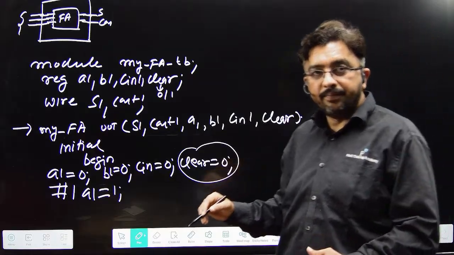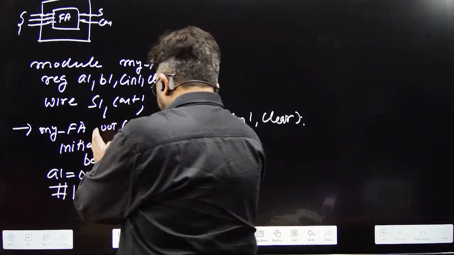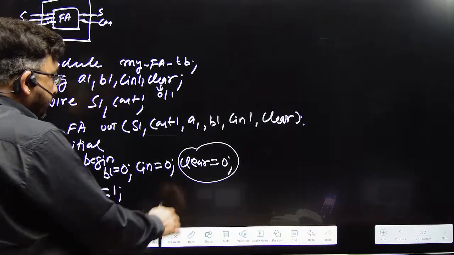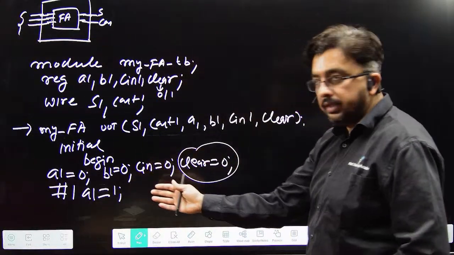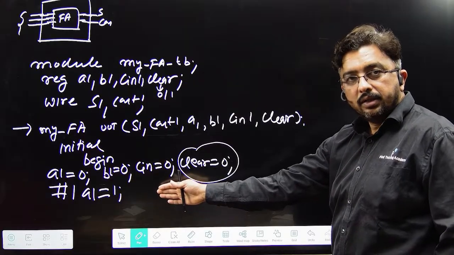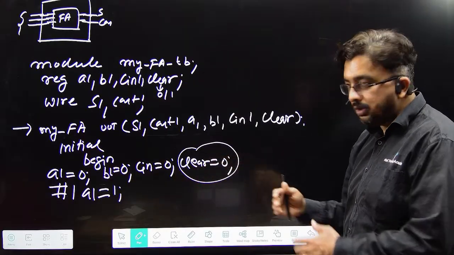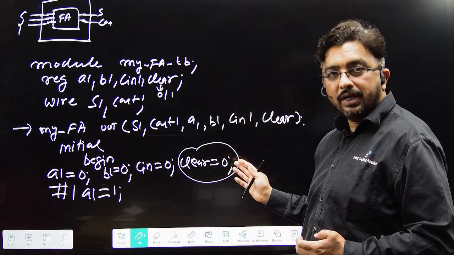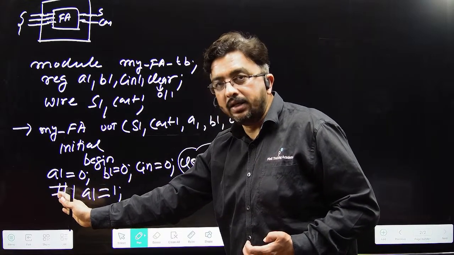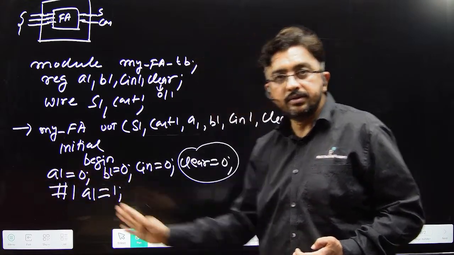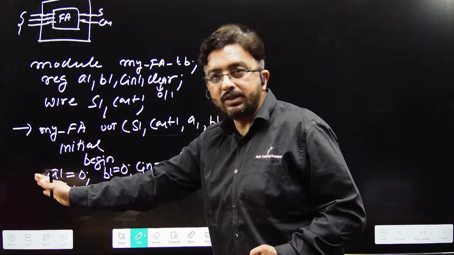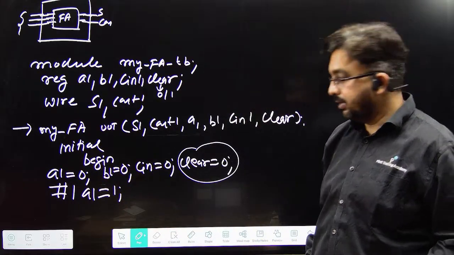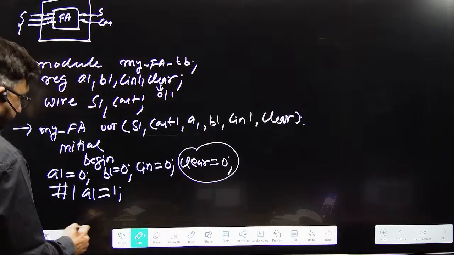So what is a bug? At the same time you are writing the value here, you are seeing the output also. Suppose you are giving clear 0 and forcing A equal to 1. The simulator will take the previous value. The previous value of clear is still 0 because we have not changed any value before this hash 1. We have not changed the value of clear, but we have changed the value of A1.